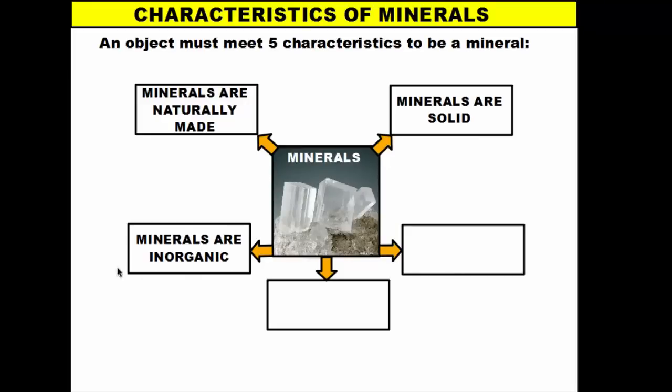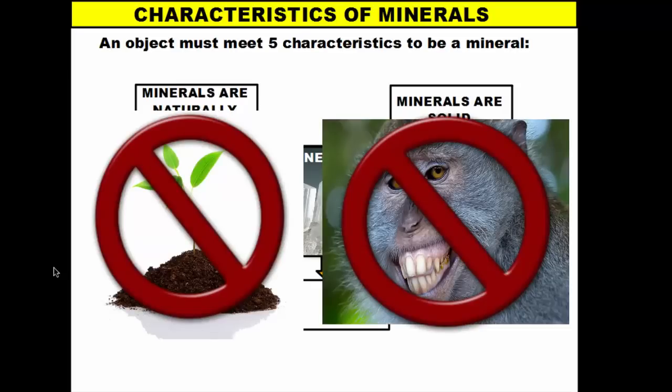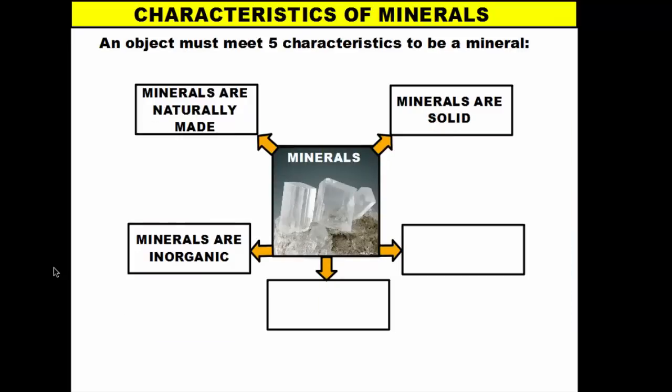Our third characteristic of minerals is that they are inorganic. Now, inorganic means that they are not products of, or not made of, materials that were living or once living. Minerals have no form of plant or animal matter and are not created by processes done by plants or animals. So minerals are always inorganic.